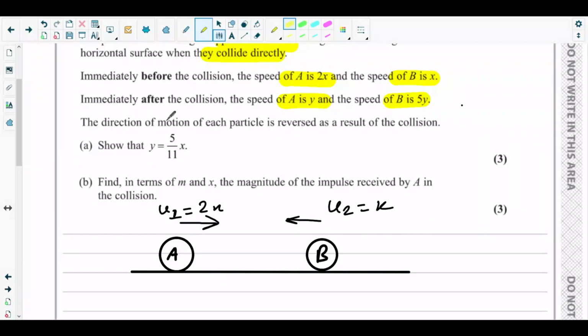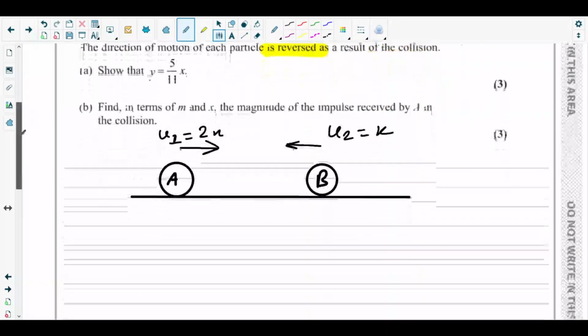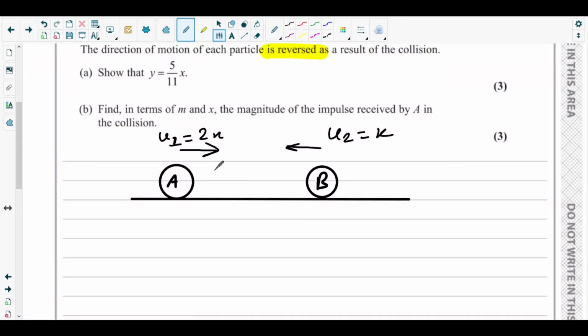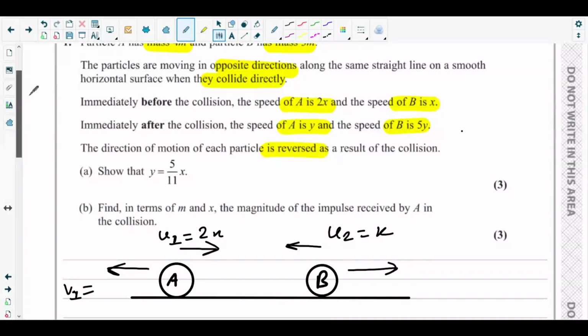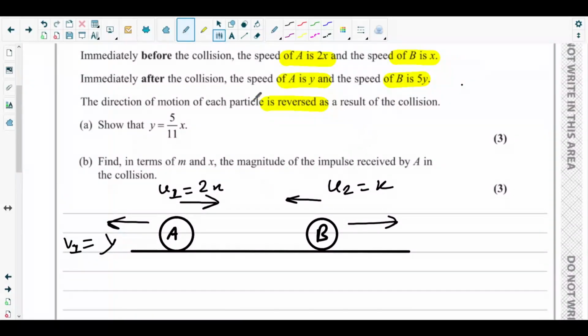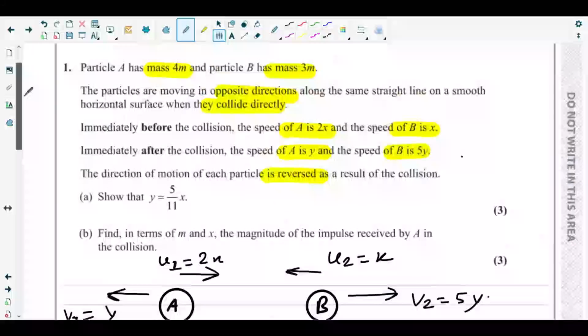Okay, the direction of motion of each particle is reversed as a result of the collision. So after the collision, their direction has been reversed. So particle A will be moving the opposite way, okay, and particle B will be moving the opposite way. Okay, so after the collision, v1 is given as y, okay, it's y, and the speed of B is v2, which is 5y. This is the scenario.